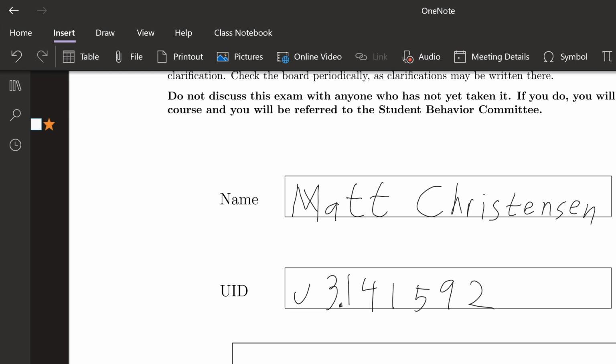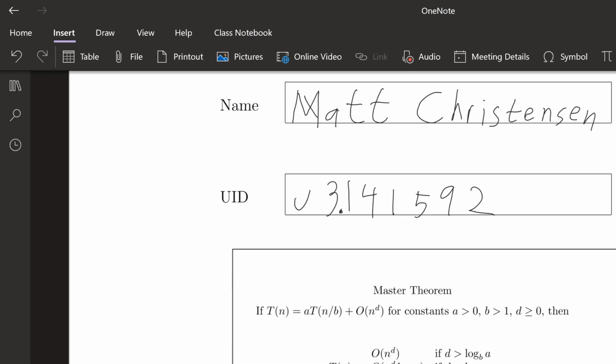But when you get to the exam, it may help to have your own master theorem just written out, if only for the sake of you understanding it before you get to the exam. But yes, it will be provided if you don't include it.